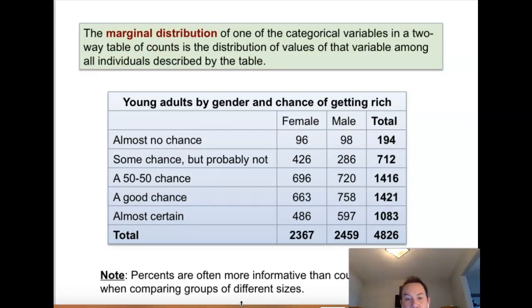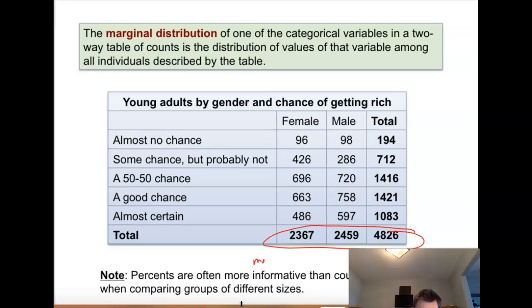All right, the marginal distribution of one of the categorical variables in a two-way table of counts is the distribution of values of that variable among all the individuals described in the table. That's kind of a word salad definition, meaning it's hard to make any sense of it. Here's what you need to know. The marginal distributions are the totals in the margin.